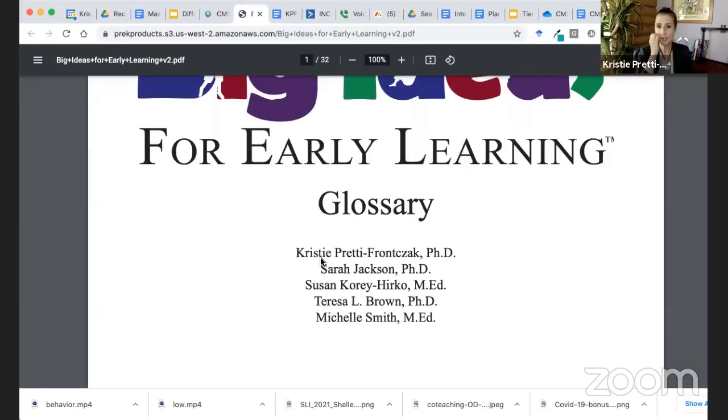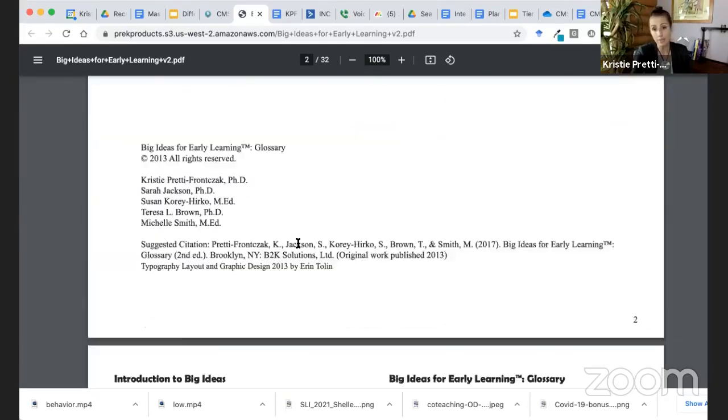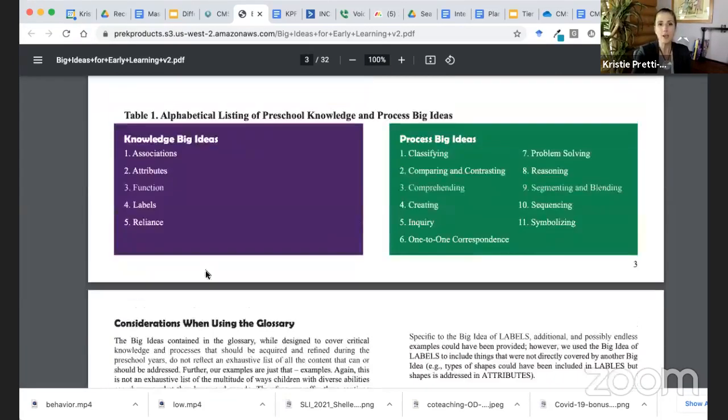So, big ideas for early learning. This is actually work that I've done with some colleagues here in Ohio, Sarah Jackson and Susan Corey Herco, Teresa Brown, and Michelle Smith. And my friend Dana from Nevada, who's on Facebook, was commenting that she loves these. We love them too. You'll see there are several big ideas. Segmenting and blending was the one I showed and shared.